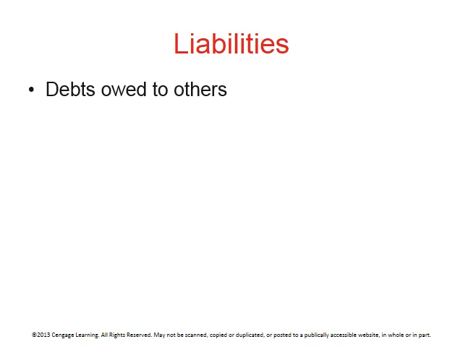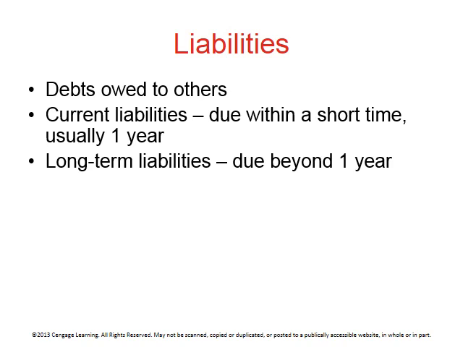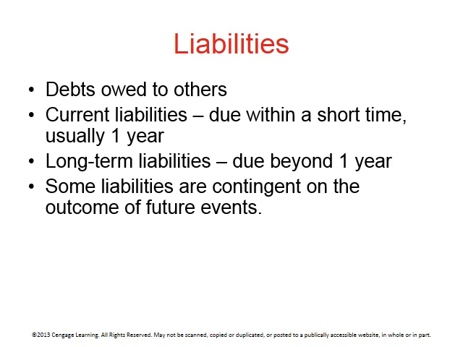So, some liabilities. Liabilities, debts owed to others. We know current liabilities are due within a year. So if I go buy some supplies on account and it's due within 60 days, that's a current liability. Long-term liabilities are due beyond a year. And then we also have liabilities that are contingent on the outcome of other events. So this has to happen for this to happen.